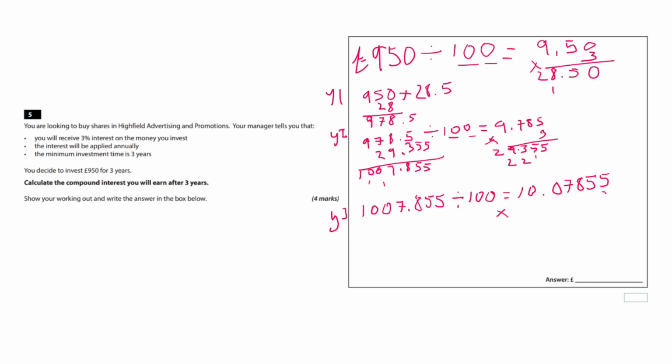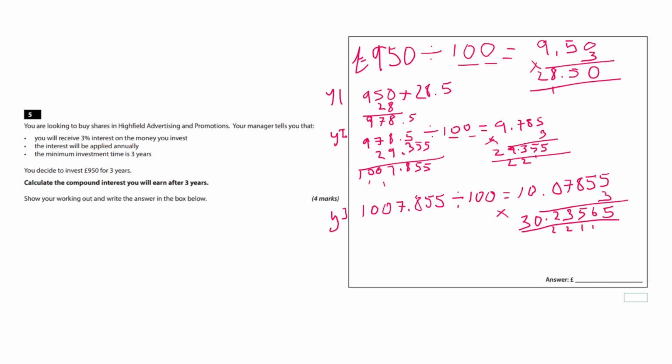Times 3. 3 5's are 15. 3 5's, 15 plus 1, 16. 3 times 8 is 24 plus 1, 25. Carry the 2. 3 7's are 21, 22, 23. Okay, carry the 2. 3 zeros are 0 plus 2 is 2. 3 zeros is 0. 3 times 1 is 3. 30.23565.